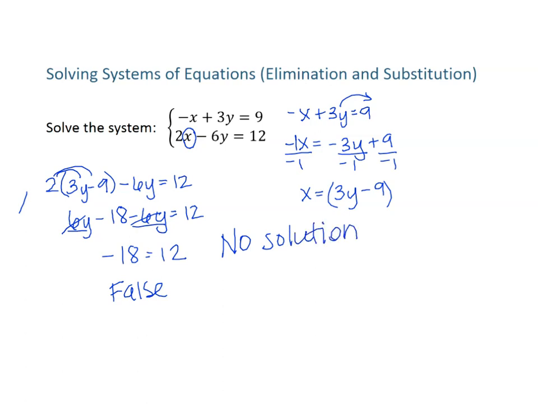So think about what we're dealing with here. If we've got no solution, that means we've got no intersection. What types of lines will never have an intersection? Parallel lines. So we're dealing with a pair of parallel lines here, because if there's no solution, that means no intersection. And the reason why we know there's no solution is because we got a false statement. So false statement, no solution, no intersection, parallel lines.